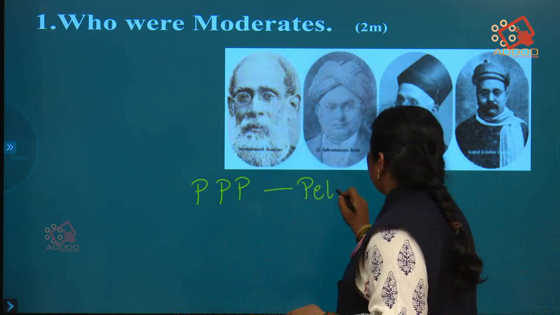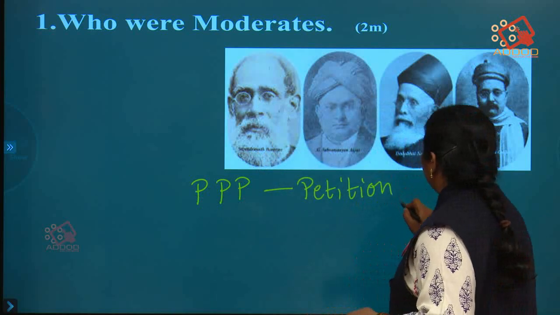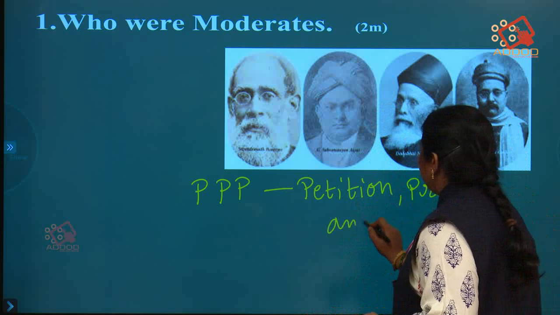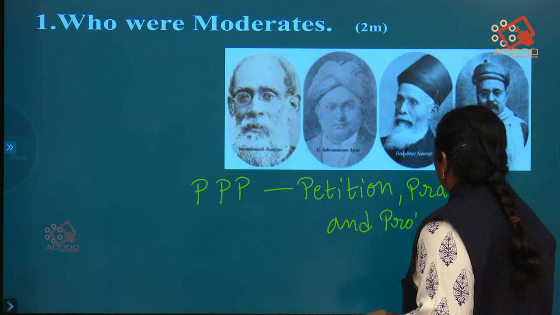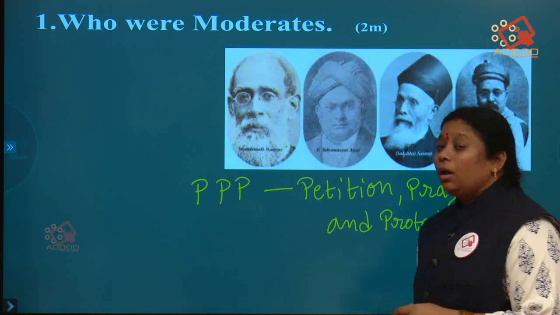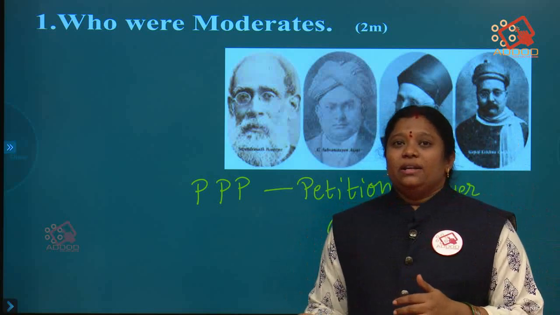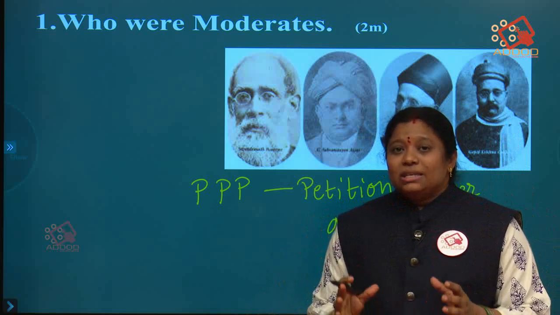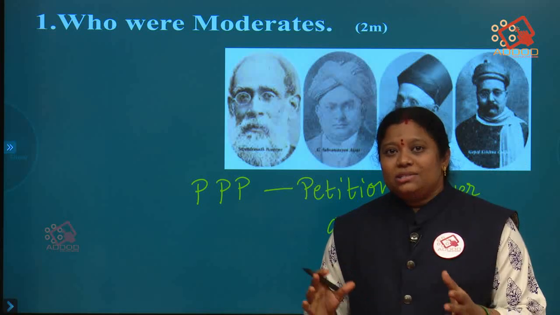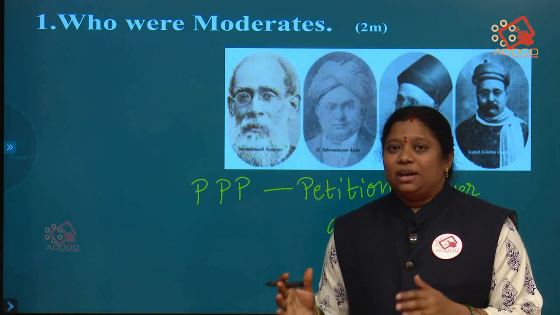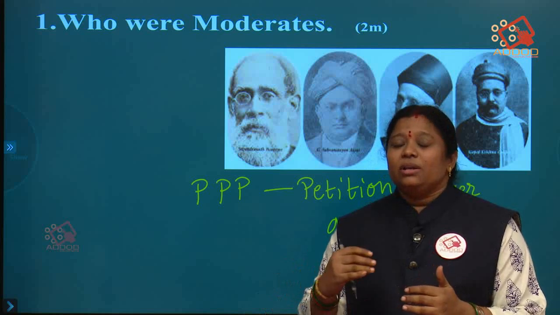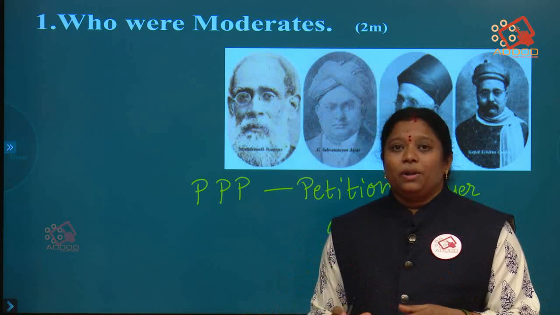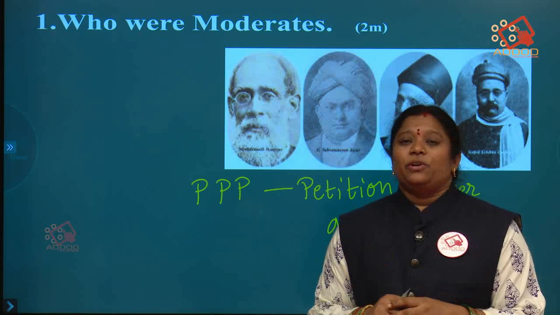Petition, prayer and protest. They wanted to become part of the Indian government so that we could satisfy our needs also. They always asked the British government to pass resolutions for the sake of Indians, and they started their movement in a peaceful manner. Mostly they became successful in awakening the people about the drain of wealth done by the Britishers.